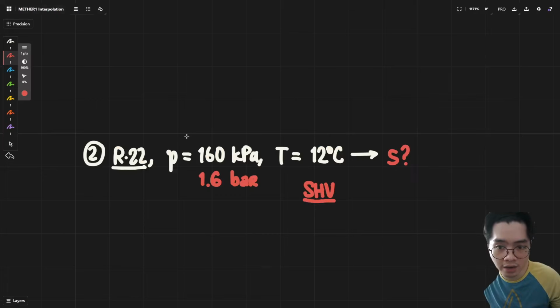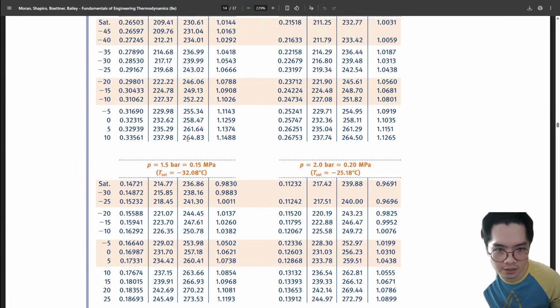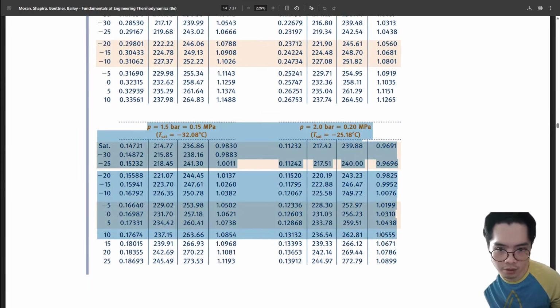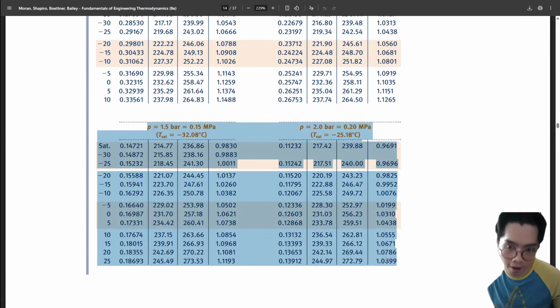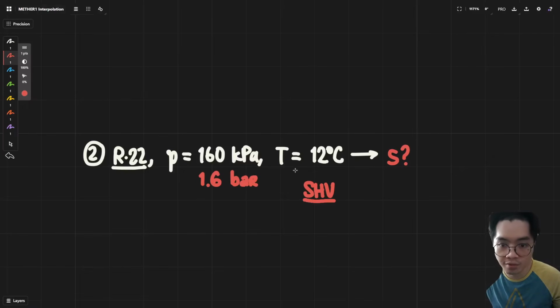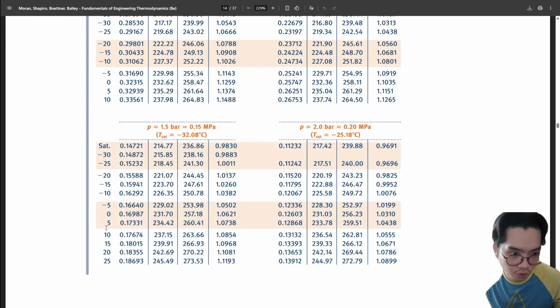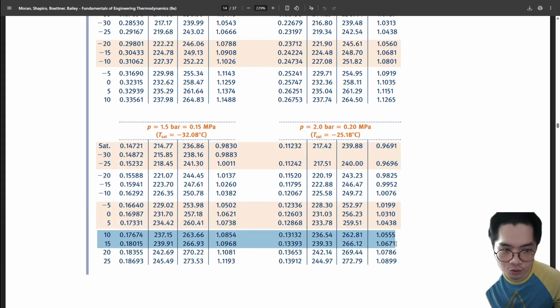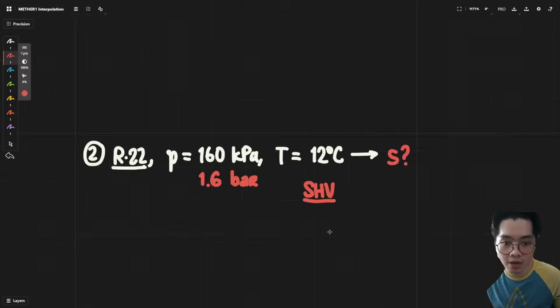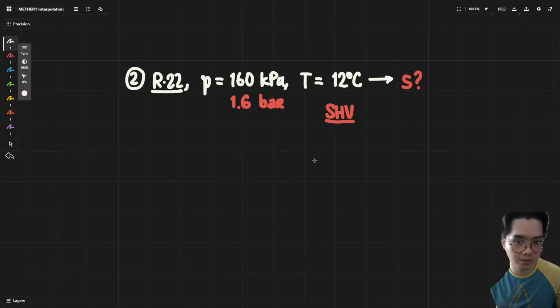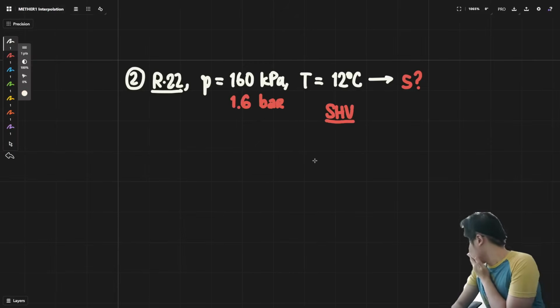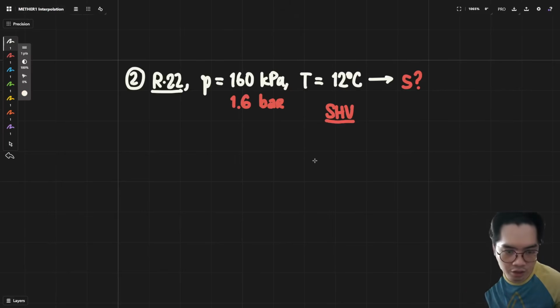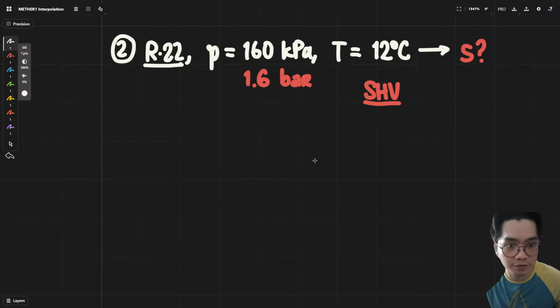So we now go here and surprise, surprise, there is no pressure table for 1.5 bar. So that means that we're gonna have to triple interpolate, because also there is no value of 12 degrees Celsius. There's only a value for 10 and 15. So now we create this large table.